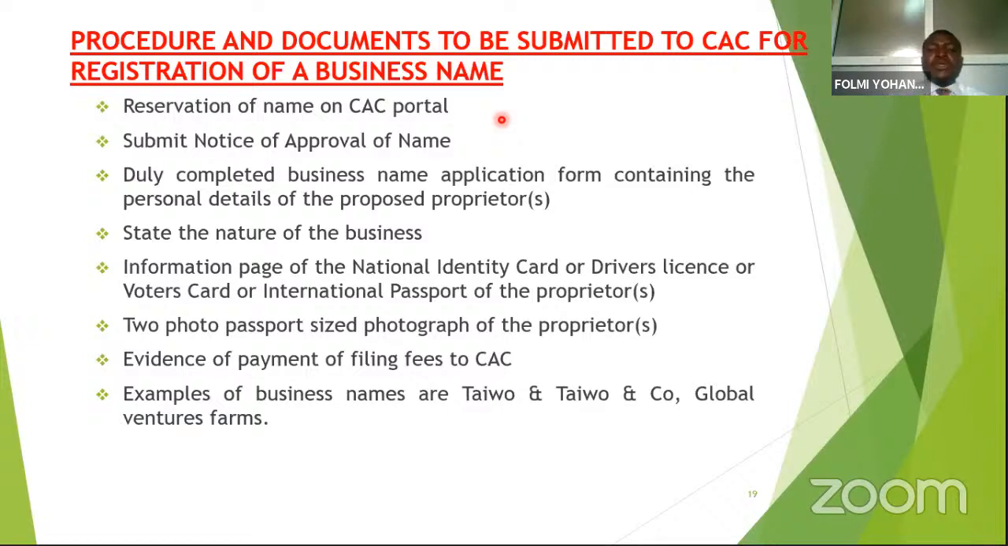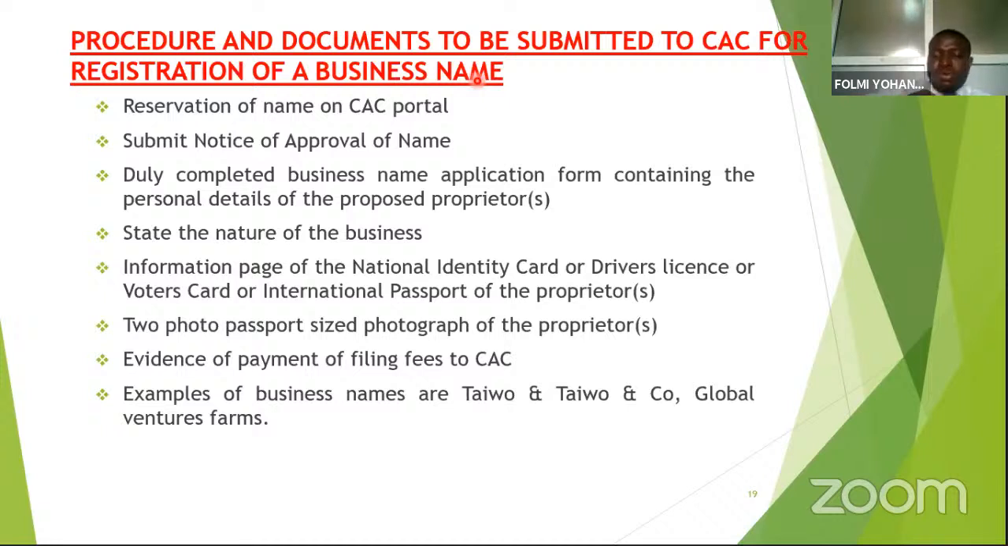Or company. So once you go to the site, if you are doing it yourself, you register with the CAC and open an account. But if it is an accredited agent that is doing it for you, he already has a portal. And what he will do is enter the name into the portal, for the purpose of reserving the name.